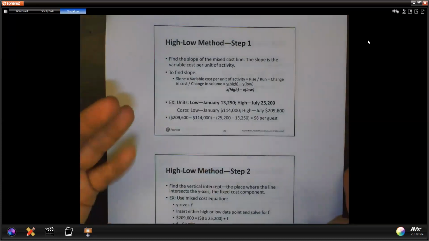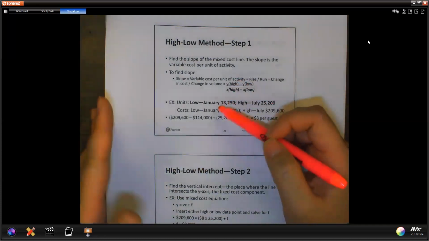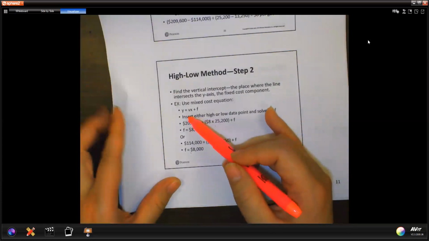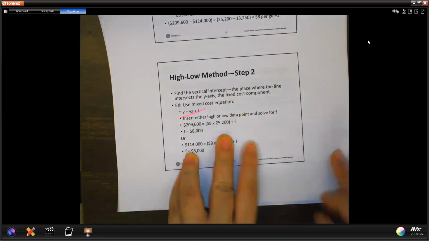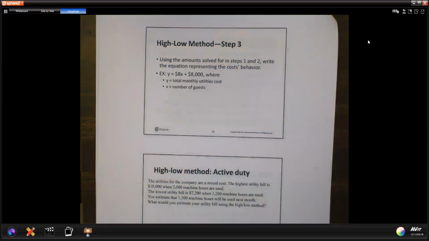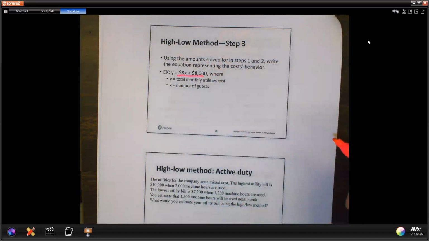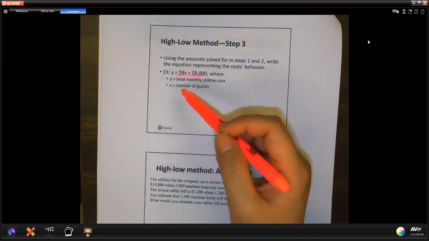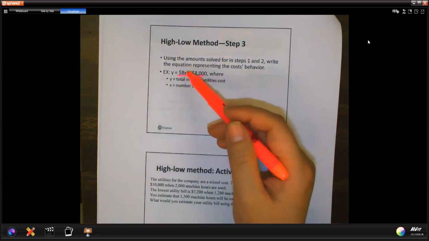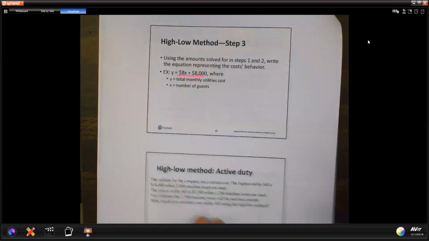I think you did this in statistics, so I'm not going to do it here. I'll show you some examples in the multiple choice. But you get the slope, then you get the fixed cost, and you get your equation. Your expectation is that you need to get the equation. You also need to make a prediction. So if y equals 8x plus 8,000, and I say, if x is 100 guests, what's the predicted total cost? Then you need to tell me the number. That is the high and low method.